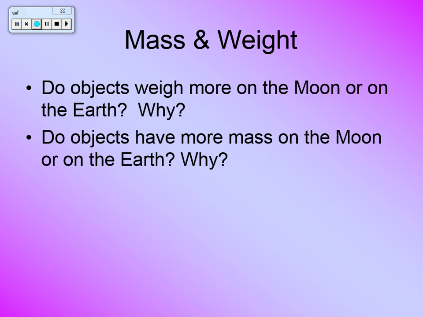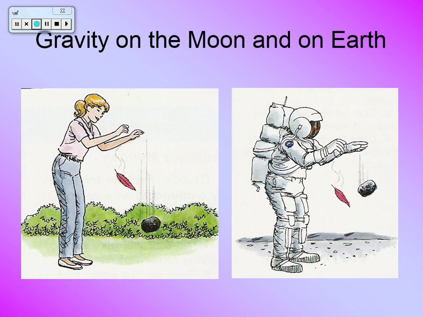So, first, do objects weigh more on the moon or on the Earth? They weigh more on the Earth because more gravity. Do the objects have more mass on the moon or on the Earth? Neither. Right? The mass is exactly the same. All right, so let's talk about this.